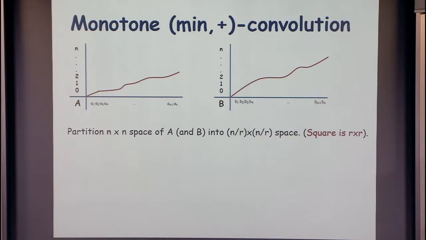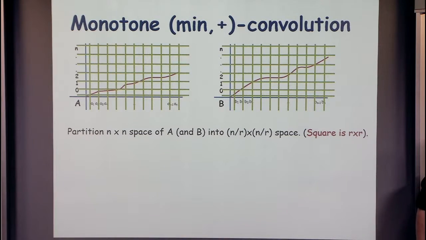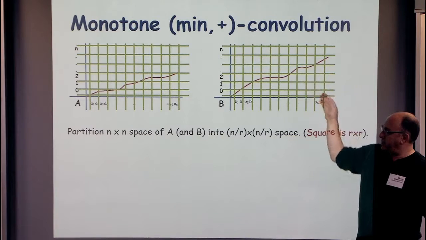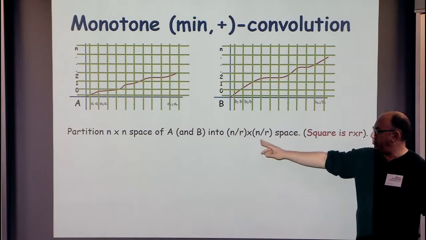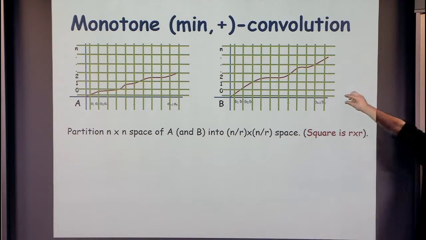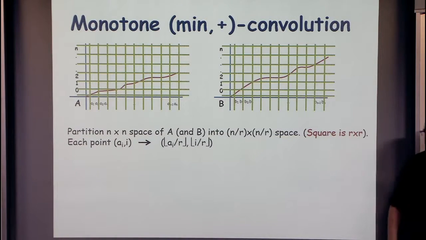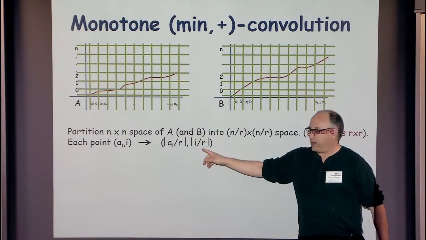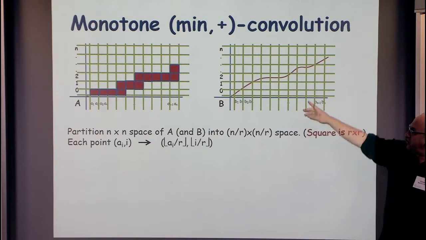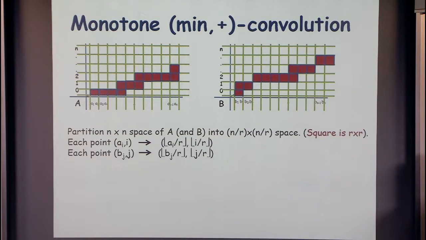So let's view this geometrically. What I'm going to do is take A and B, and partition the space into smaller pieces, rounding it down. In other words, I'll take this whole space and round down A and round down B, each one into n divided by r space. So each square is going to be r by r. And the way I'm going to do it is simply taking each value and rounding it down by r. So we get this line and this one, and each one is rounded down.